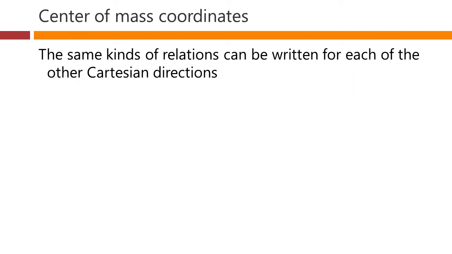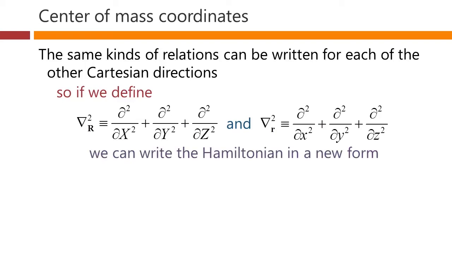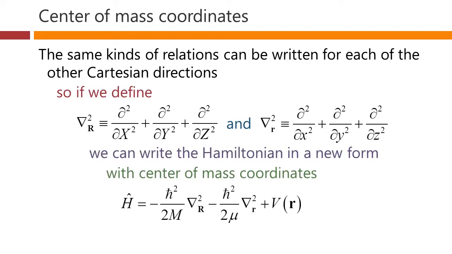We can do the same kind of relations here for each of the different Cartesian directions. And so if we define del squared capital R as this here, d2 by d capital X squared plus d2 by d capital Y squared plus d2 by d capital Z squared, and similarly del squared with little r here as this expression with second derivatives with respect to little x, little y, and little z, we can write the Hamiltonian in a new form with these center of mass coordinates.